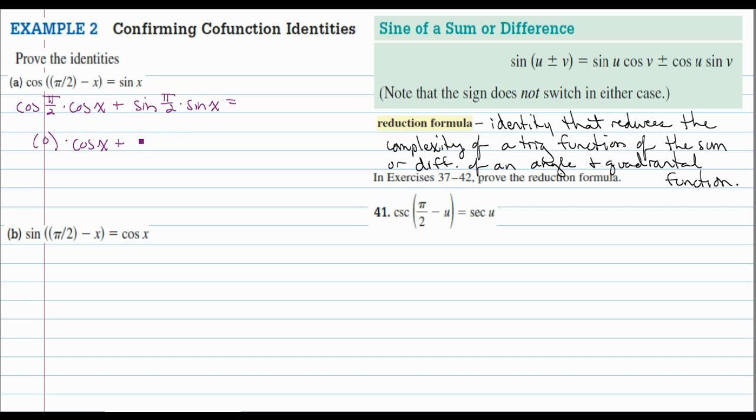Cosine of pi over 2, I know, is 0 from my unit circle, times the cosine of x, plus the sine of pi over 2, I know, is 1. Also from the unit circle. 0 times cosine is 0, so I have sine of x equals sine of x. So now you have just proved an identity from section 5.1.